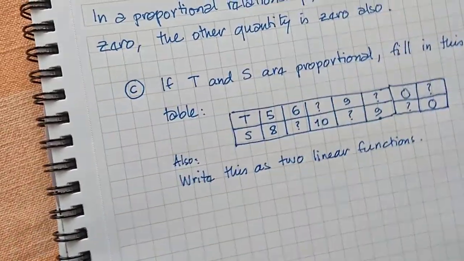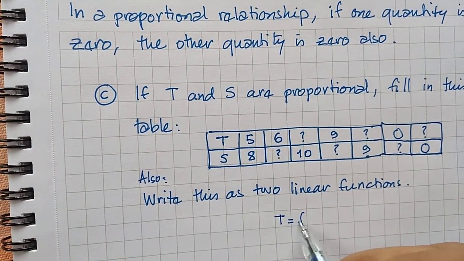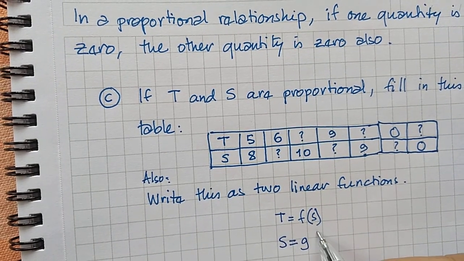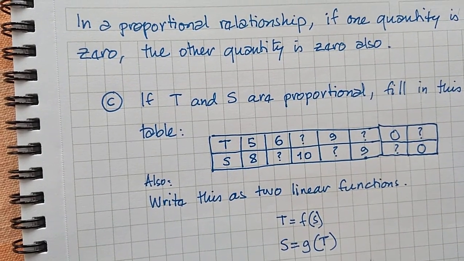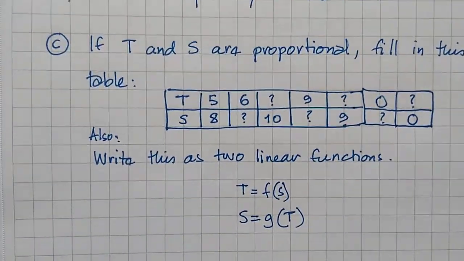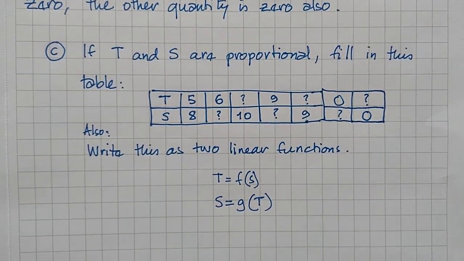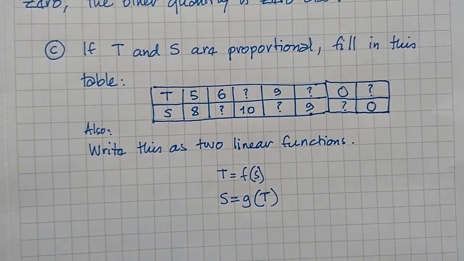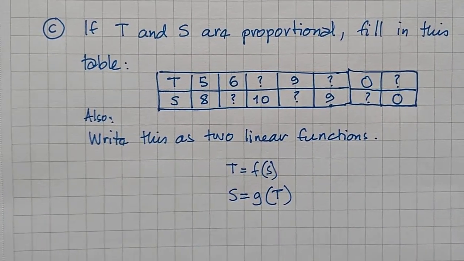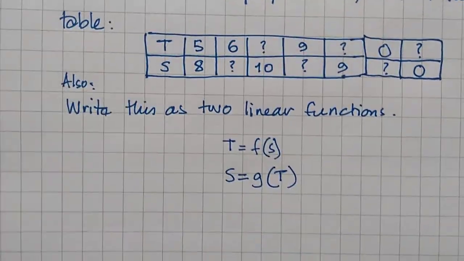And also write this as two linear functions, which means you have to write T as a function of S, and then you can also write S as a function of T. I just use different letters so that it becomes a little simpler. Okay, so now this is where we are going to stop this video. This is very simple, it's very instinctive also, that if one thing costs 100 rupees, two things will cost 200 rupees. So now that we have understood this, you can go to the book.